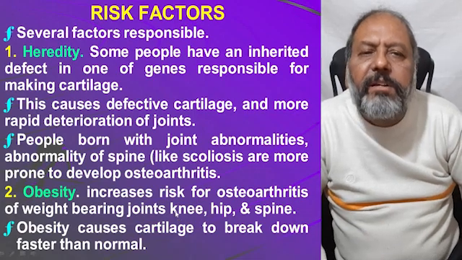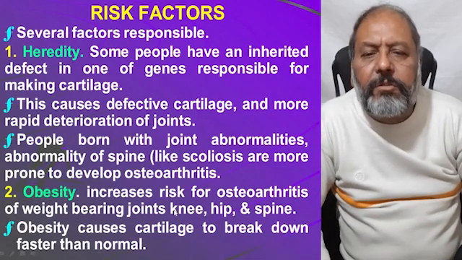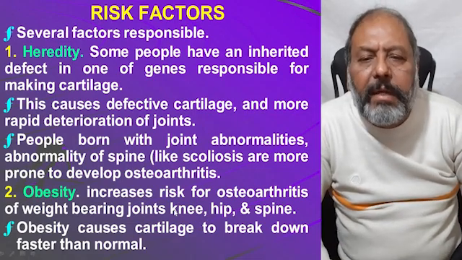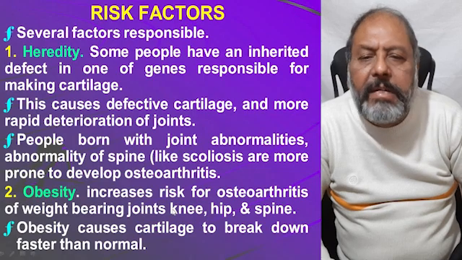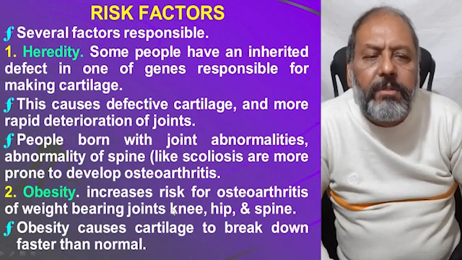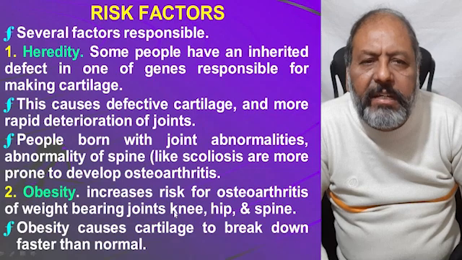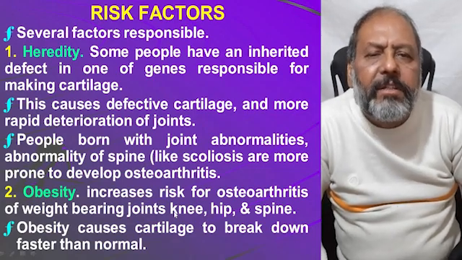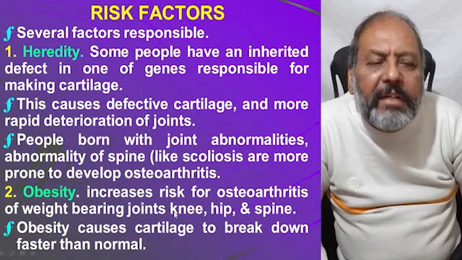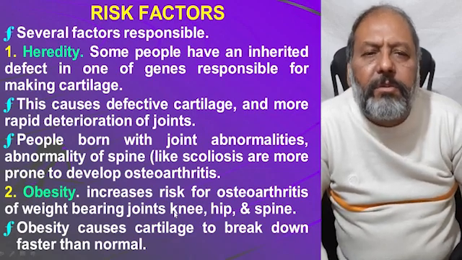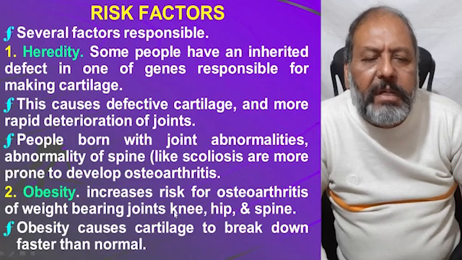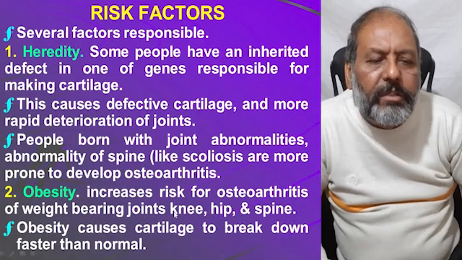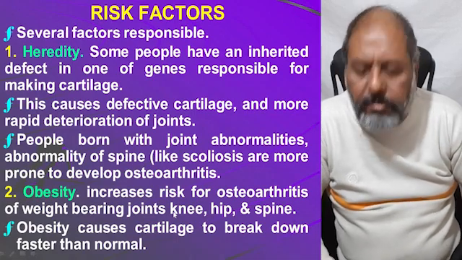Now, there are certain risk factors which have been seen in osteoarthritis. Out of the several factors responsible, number one is heredity. Some people have an inherited defect in one of the genes responsible for making the cartilage, so the normal cartilage is not formed and the defective cartilage is formed. This causes defective cartilage and more rapid deterioration of the joints. People born with joint abnormalities, or abnormality of the spine like scoliosis, are more prone to develop osteoarthritis.